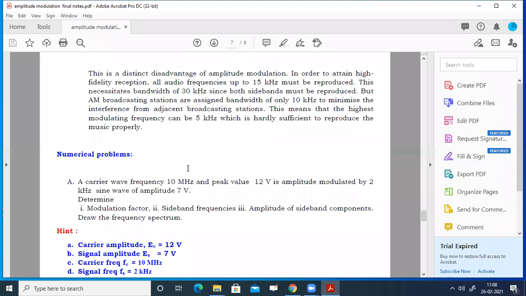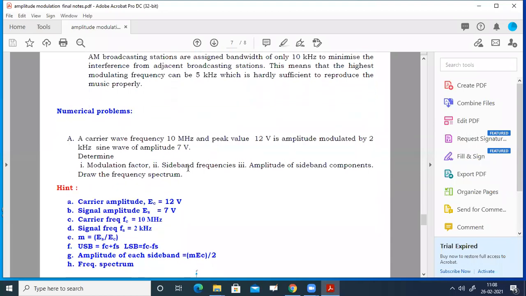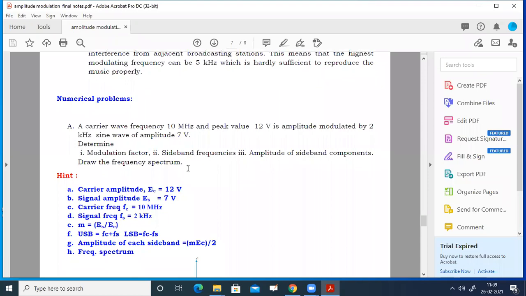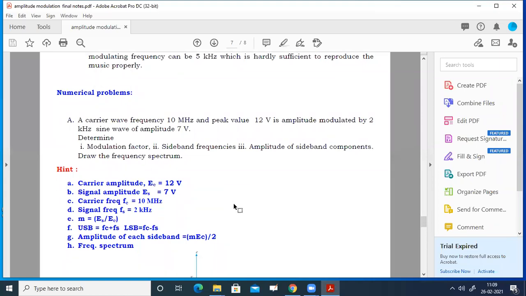And today I will explain the numerical problems. I will show how to solve numerical problems of amplitude modulation, to find the modulation factor, upper sideband frequency, lower sideband frequency, and amplitude of each sideband, upper as well as lower. Then, based on this data, we can draw frequency spectra for a particular range.